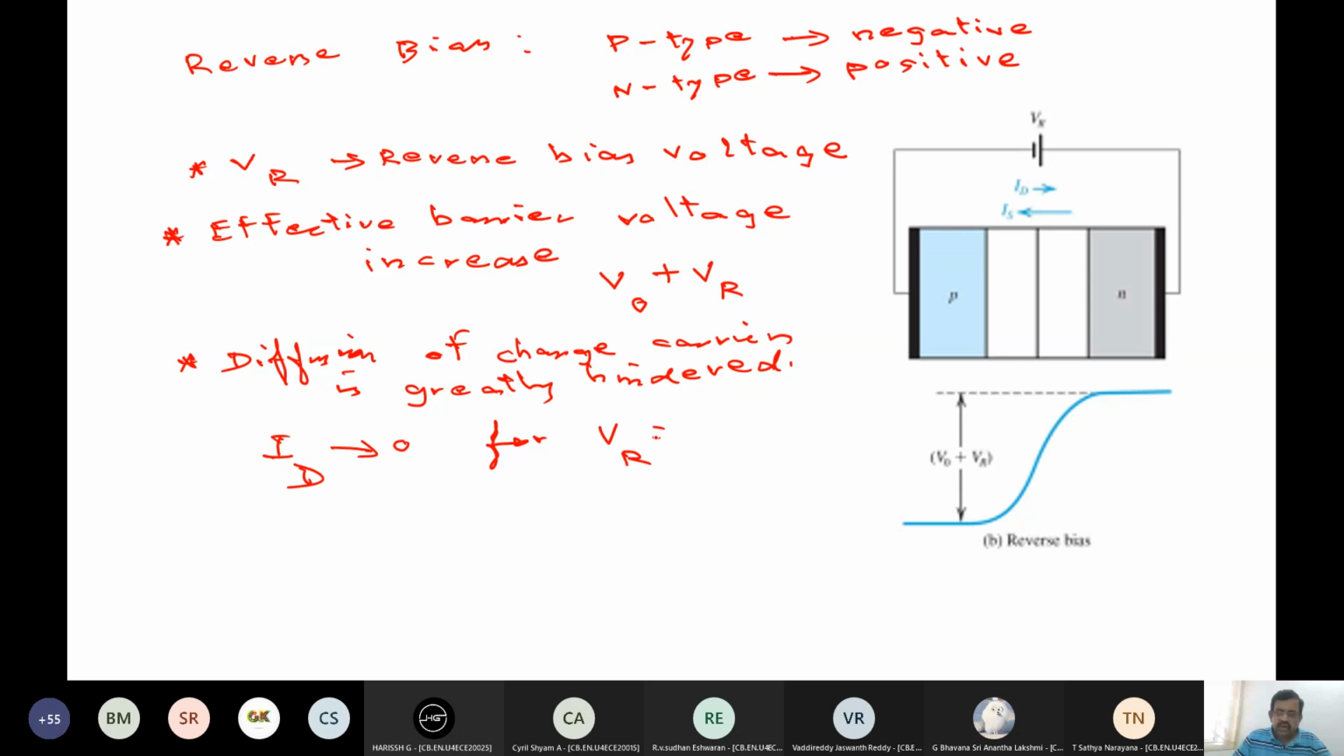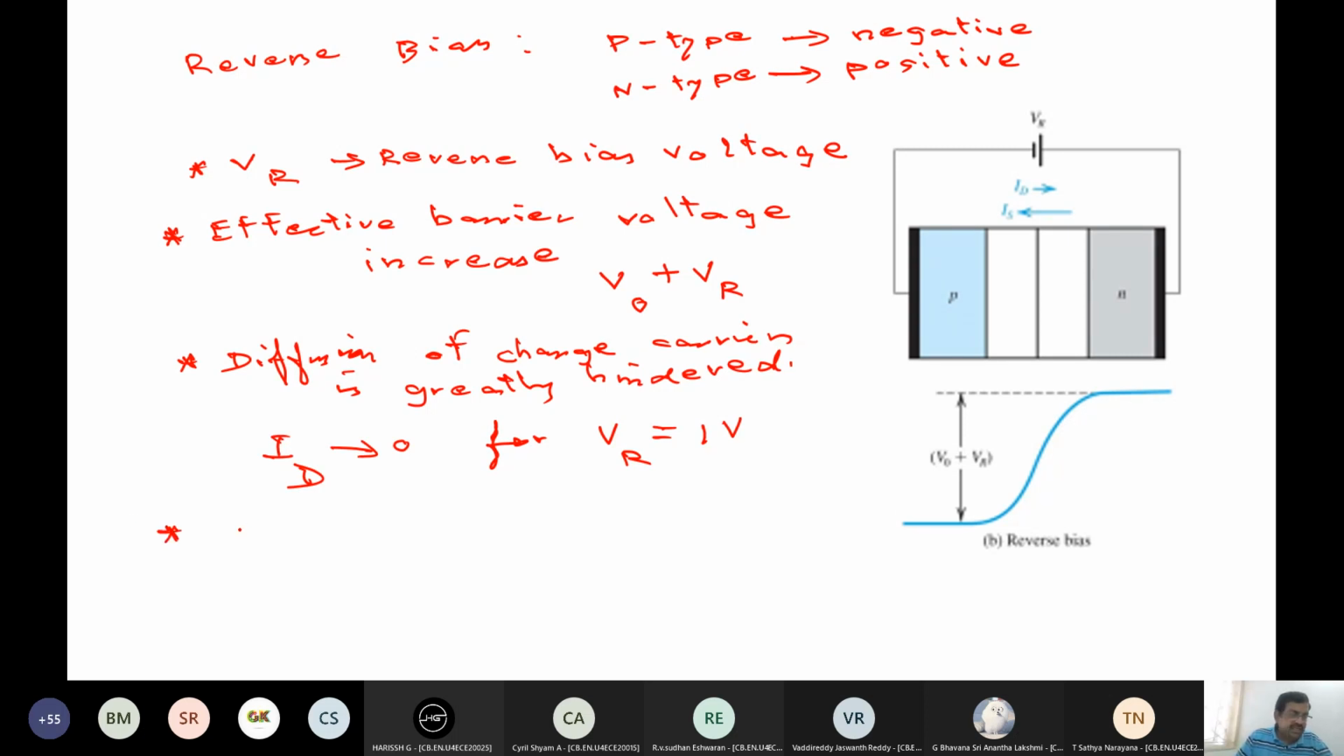Okay, VR equal to, these were the general purpose diode. Of course, there are some exceptions. We'll come to that later. So for a general purpose diode, under PN junction, when it is connected in reverse bias, VR equal to 1 volt, you will see that the diffusion, whenever we say it is the majority carrier we talk about. Okay, so diffusion of charge carriers is greatly hindered. Okay, and end result is, even for VR equal to 1 volt, ID will become 0. That is the point. Now what about the drift current?